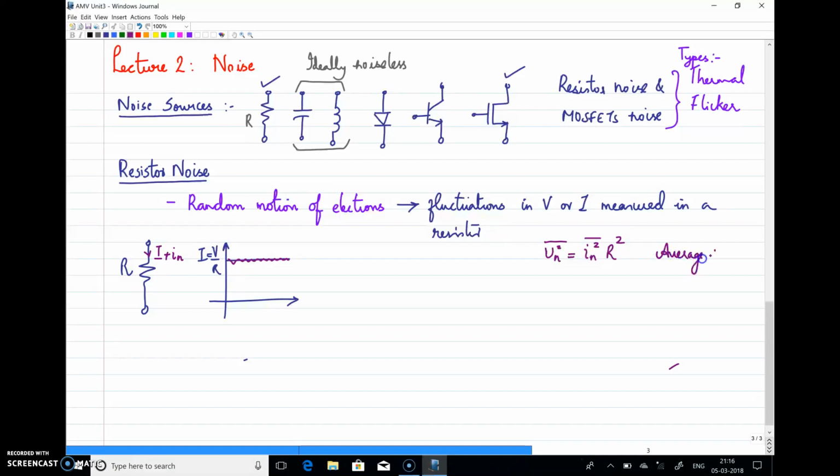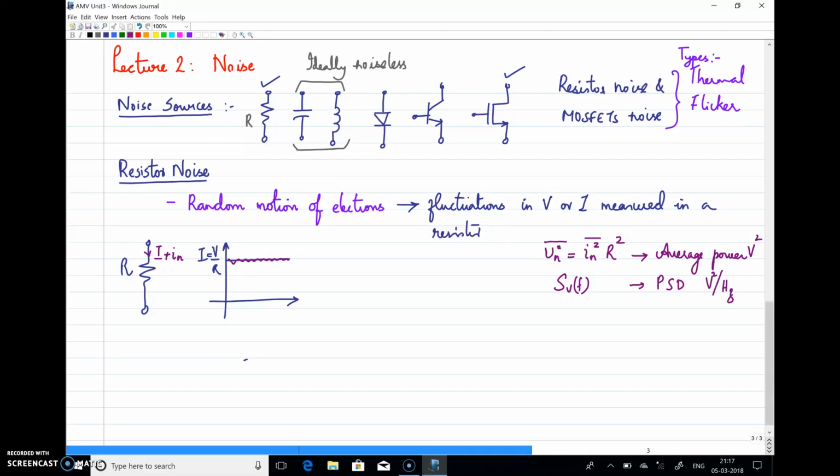In the previous lecture we have seen there are two methods to represent. One is average power, which is expressed in volt square, and the other is power spectral density, expressed as SV of f, which is volt square per hertz. That is the average power measured per unit hertz bandwidth.